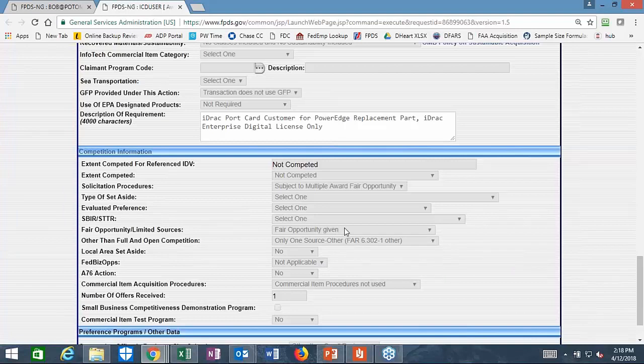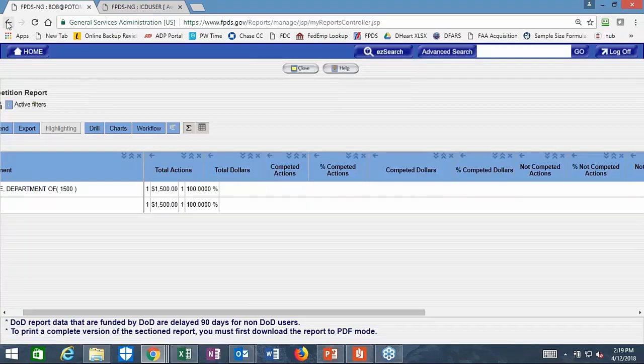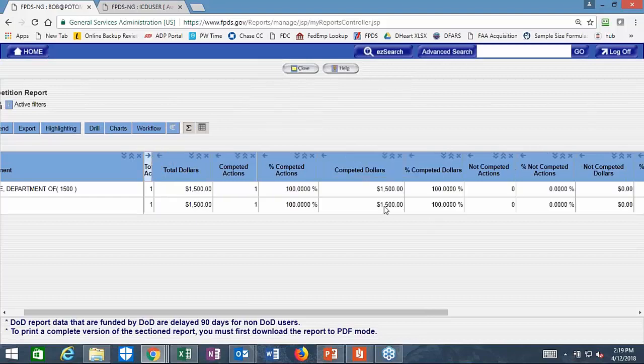But since fair opportunity was put in here instead of ONE, a miscode right here, FPDS-NG only looks at this field on delivery orders against multiple award, whatever this one is. Therefore, it put the $1,500 in the competed column. Oop, got it. Went away. Doggone it. Hopefully you saw that before. Oh, there it is. There's the $1,500 right there in the competed column.